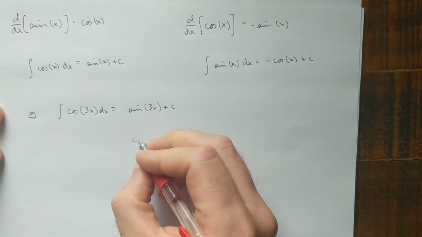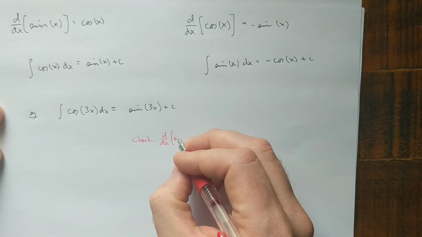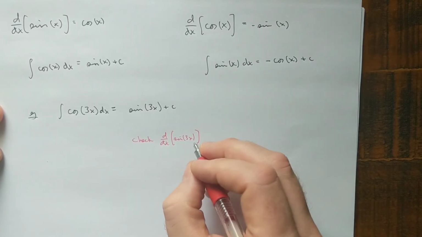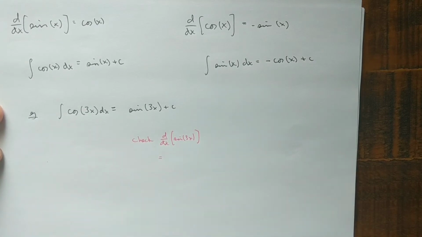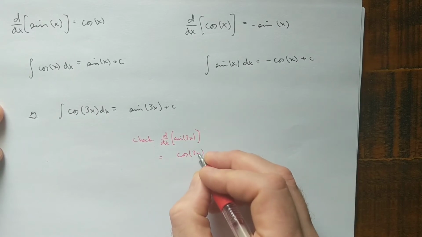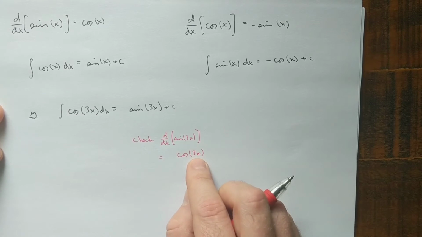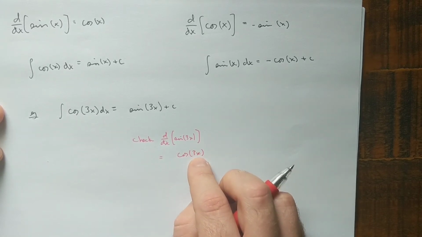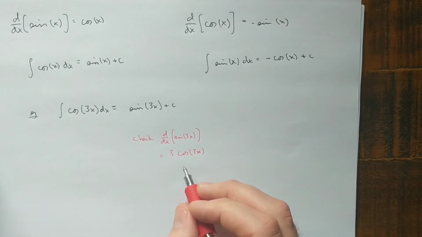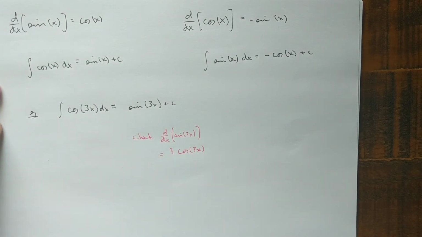But then let's check by taking the derivative of sine 3x. So that's going to be what? Cosine of 3x, and then we have to multiply using the chain rule by the derivative of the function in here, the derivative of 3x, which is 3. And so that's not quite right, because what I wanted is just cosine 3x, not 3 cosine 3x.